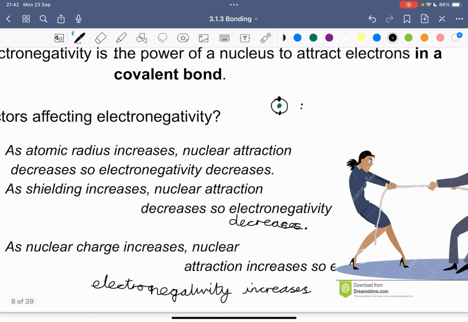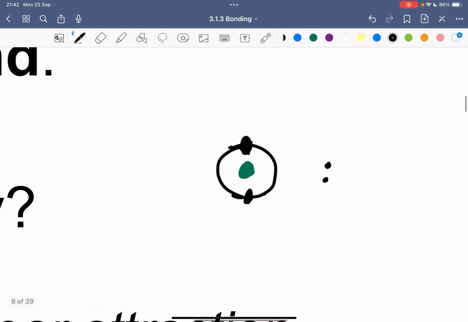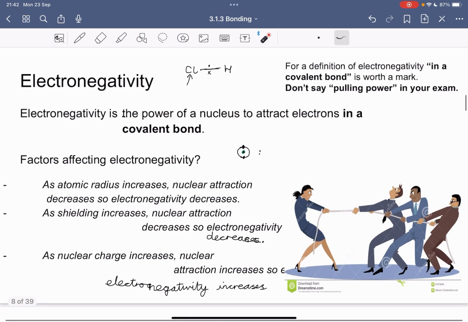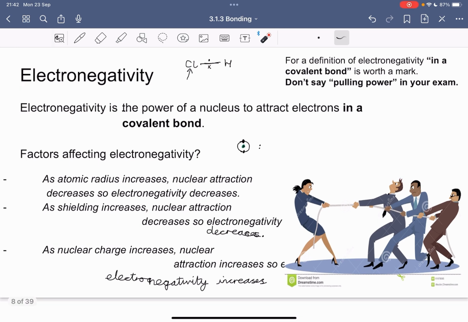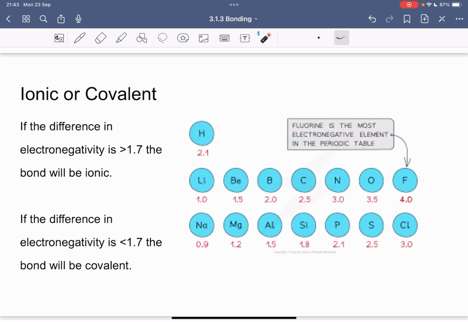So electronegativity increases. What this refers to is essentially the nucleus, right? If you have more protons inside the nucleus, you kind of have a stronger pulling power, okay? Because you have a greater positive charge. And since this is more positive, it can attract these negative electrons better. Okay, that's really it. So as nuclear charge increases, electronegativity increases as well. So those are the three factors affecting electronegativity. Okay, so here we have something called the Pauling scale.